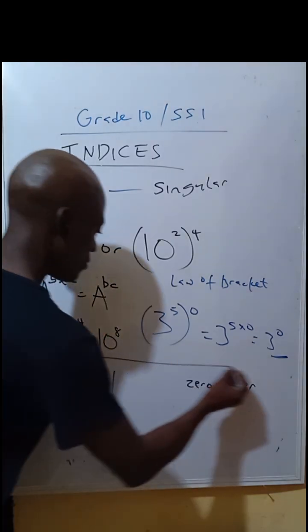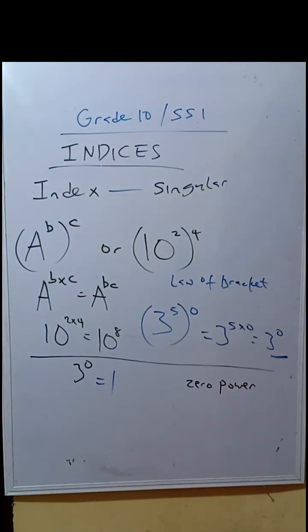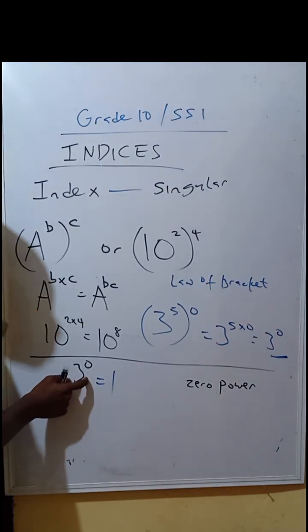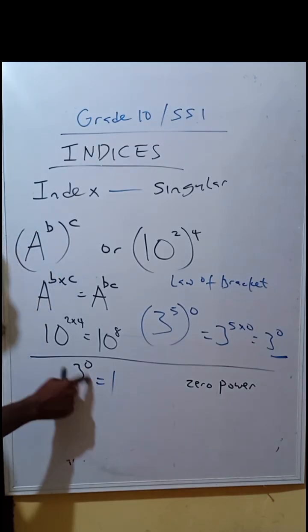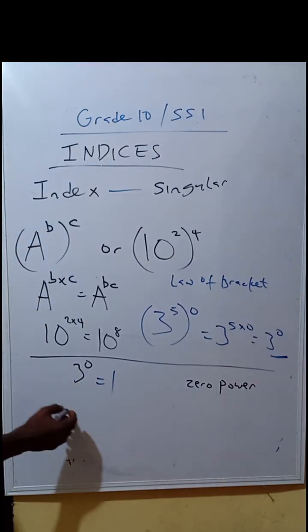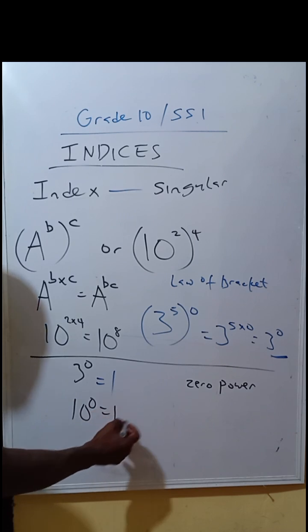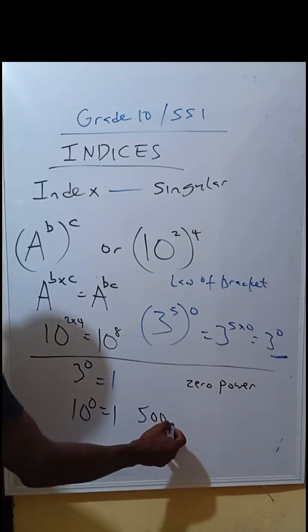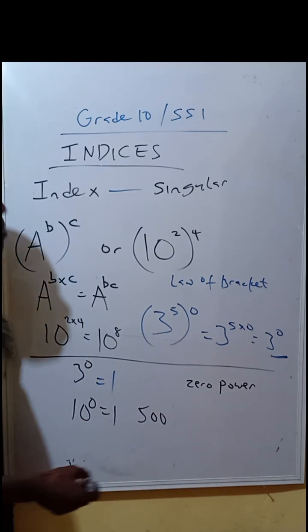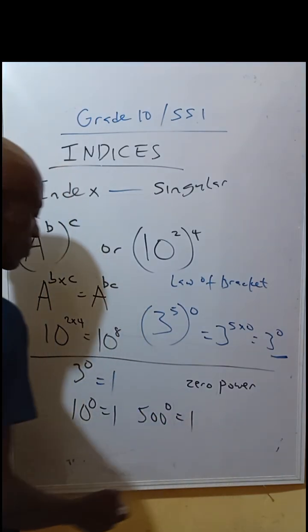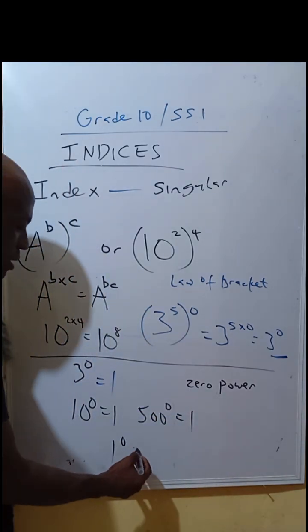Let me differentiate these two. This is the law of bracket, while this is the zero power law. That means if you have a number that is not 0 and is raised to the power 0, the solution is 1. 3 raised to the power 0 is 1. 10 raised to the power 0 is 1. 500 million raised to the power 0 is what? 1. 1 raised to the power 0 is what? 1.